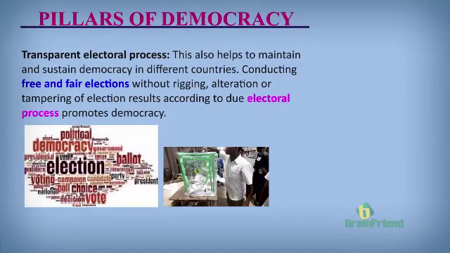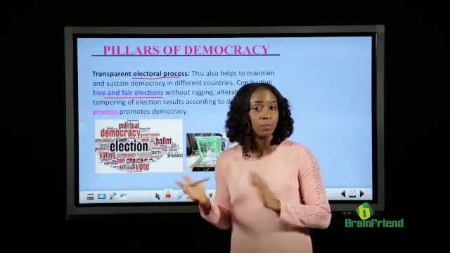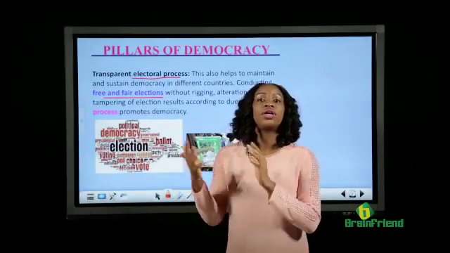Now, another pillar of democracy is a transparent electoral process. This is what we know as elections. It helps in maintaining democracy as well, but only when the elections are free and fair. When free and fair elections are conducted in a country without rigging or alteration of election results, then democracy is thriving. Because remember, we said democracy is government of the people, by the people, and for the people.